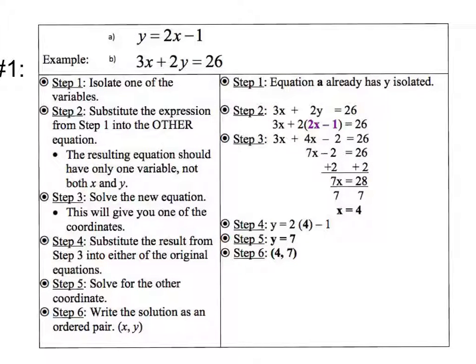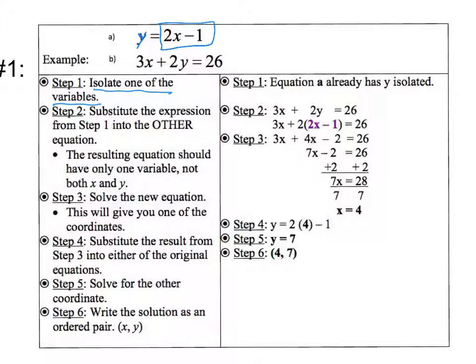All right, so here we have our first example. We have two equations: y equals 2x minus 1, and 3x plus 2y is 26. When we look at step 1, to isolate the variable, we already have that. One of our equations is already solved for y, and y is equal to 2x minus 1. Once I have isolated one of the variables, I'm going to substitute that expression in.